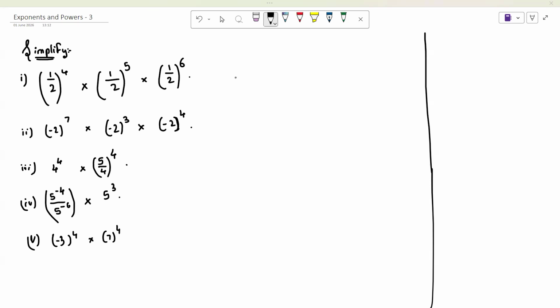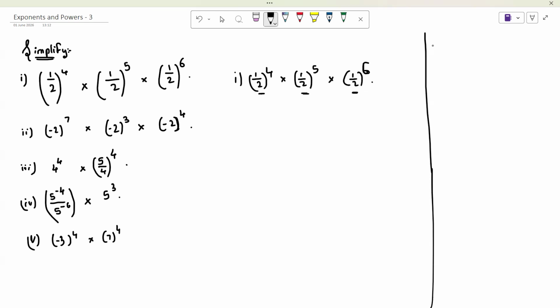Let's solve the first question they have given, which is 1 by 2 power 4 into 1 by 2 power 5 into 1 by 2 power 6. So, have you guys noticed something? Here we have 1 by 2 power 4, 1 by 2 power 5, and 1 by 2 power 6. There's something common: it's the same base. Even though powers are changing, 1 by 2 remains the same in all of these powers.